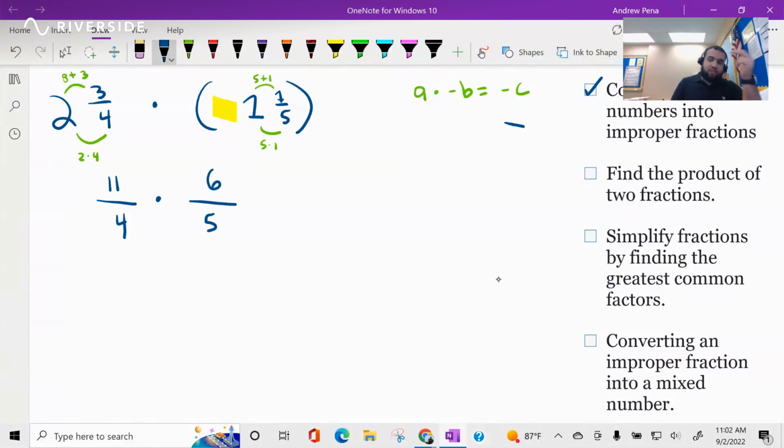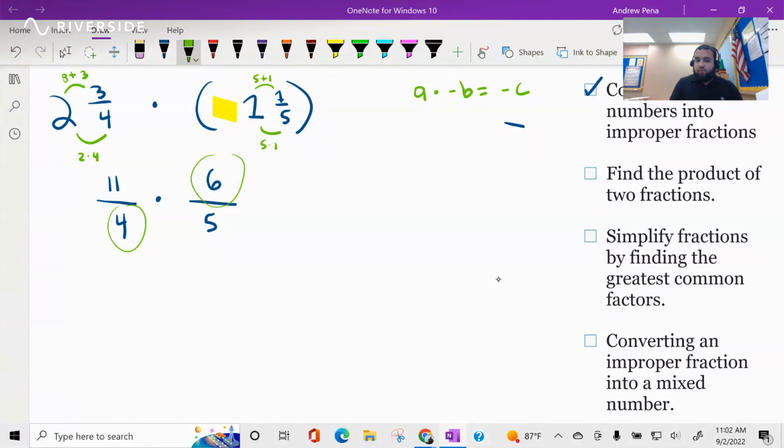Next, the second step is actually to simplify fractions by finding the greatest common factors. Sometimes we do this after. I want to go ahead and do this now, and let me tell you why. Look what I just found. A composite number on the top and a composite number on the bottom. Composite numbers are numbers that can be divided by factors other than 1 and itself. 11 and 5 are prime. We want to leave those alone.